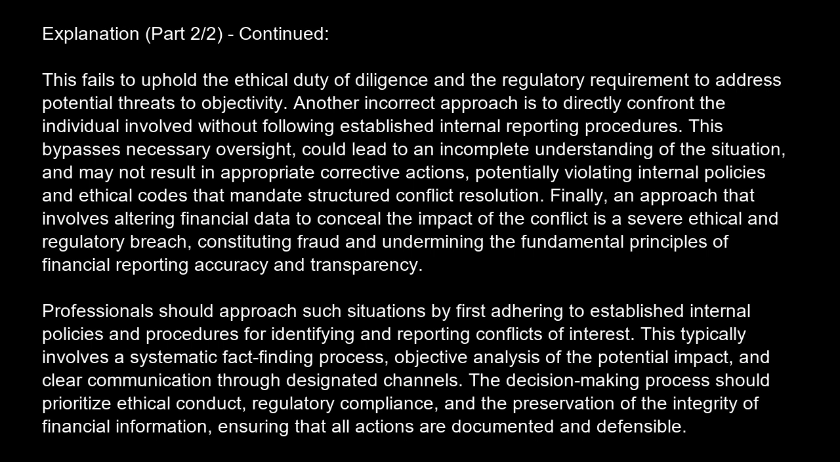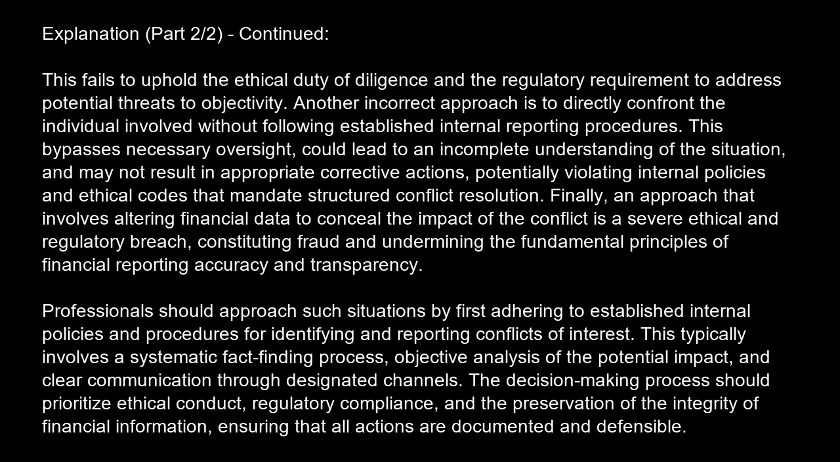Finally, an approach that involves altering financial data to conceal the impact of the conflict is a severe ethical and regulatory breach, constituting fraud and undermining the fundamental principles of financial reporting accuracy and transparency. Professionals should approach such situations by first adhering to established internal policies and procedures for identifying and reporting conflicts of interest. This typically involves a systematic fact-finding process, objective analysis of the potential impact, and clear communication through designated channels.